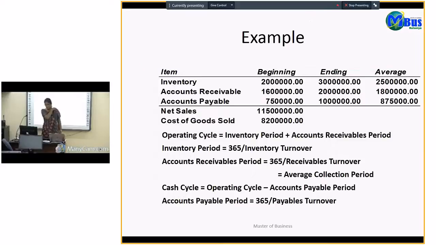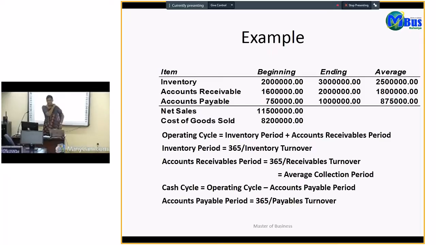Yeah, this is an example. You don't have to do any calculation, it is done. This is from the book again, right? Inventory, beginning, ending and average is given. Accounts receivable, accounts payable, net sales is the calculation of all. You can calculate that net sales. Cost of goods sold, 8.2 million. The equations are again given.